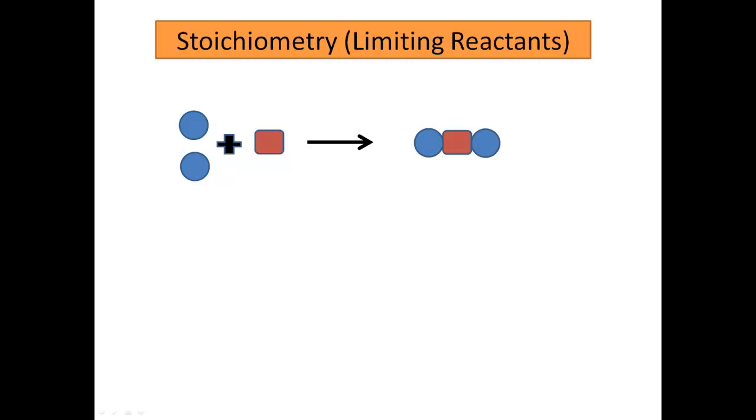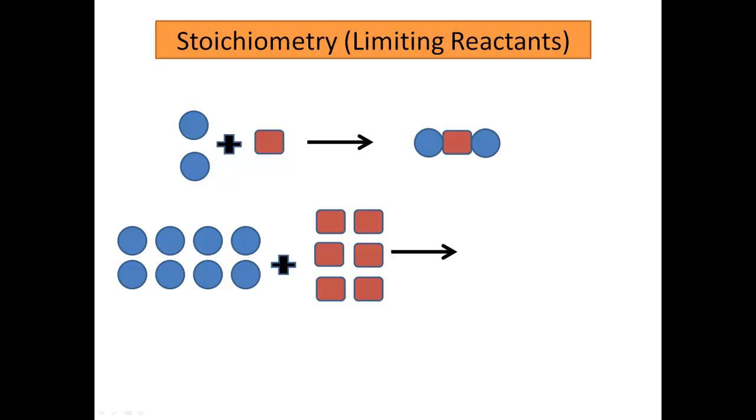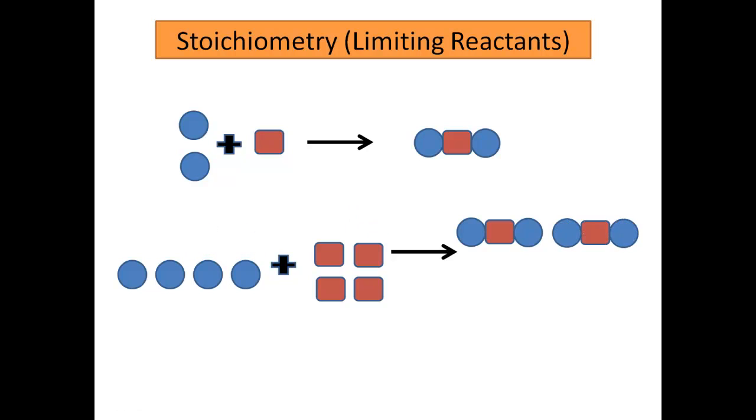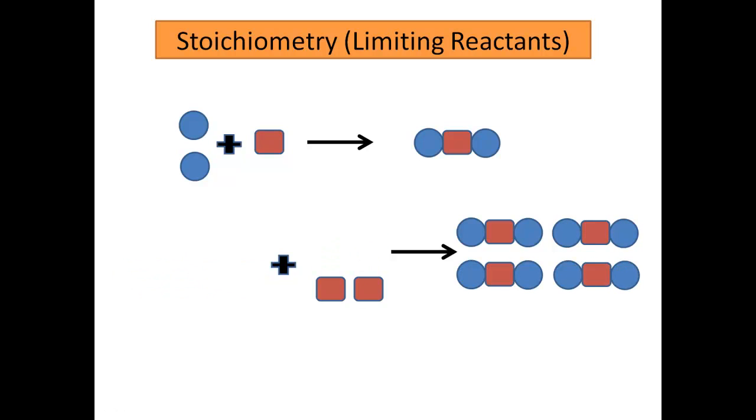Let's say we have 2 blue circles and 1 red square, which will yield a compound that has 2 blue circles and 1 red square. That would be the perfect stoichiometric ratio. Let's take this example. We now have 8 blue circles and 6 red squares. Well, combining the best we can with all the stoichiometric ratio, we've got one molecule formed that takes away 2 blue circles and 1 red square, and then another, and then another, and then another.